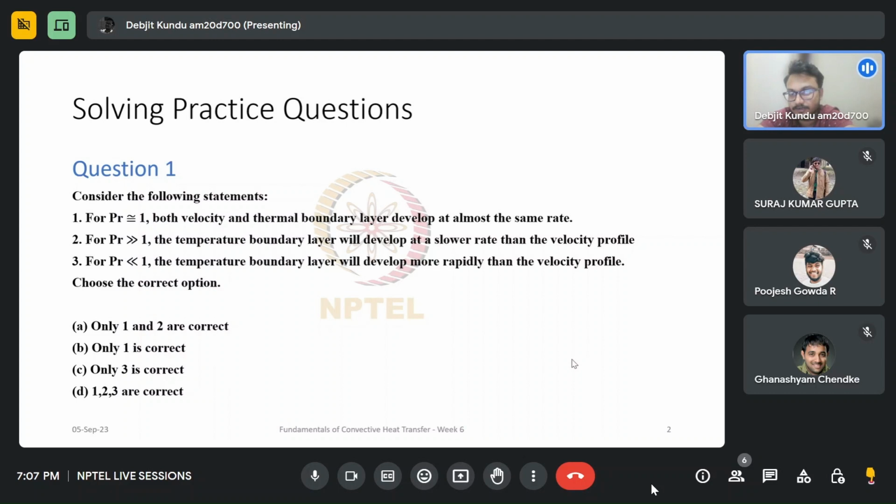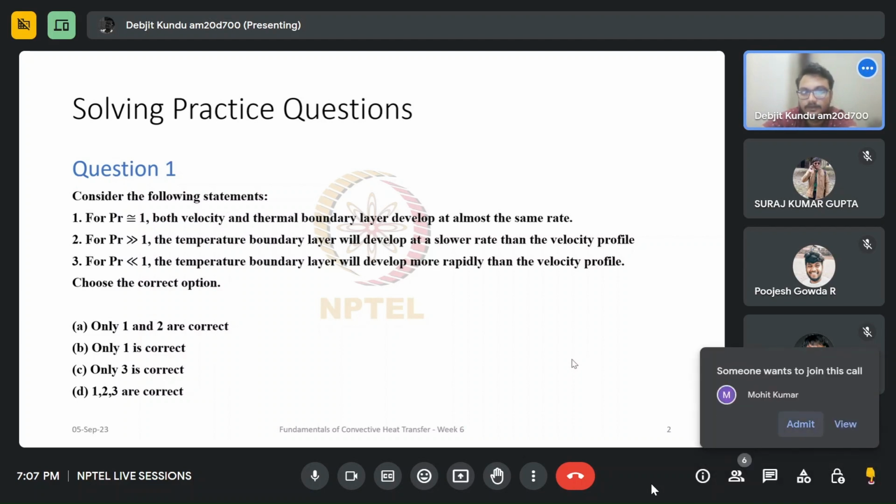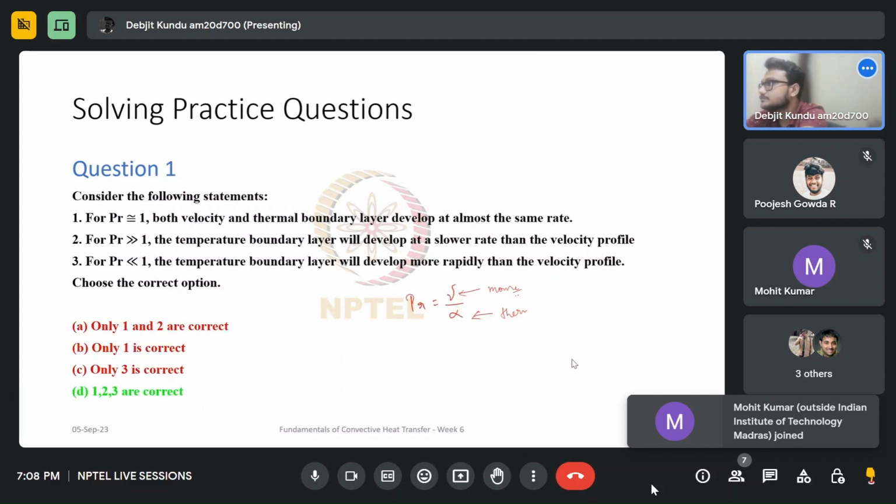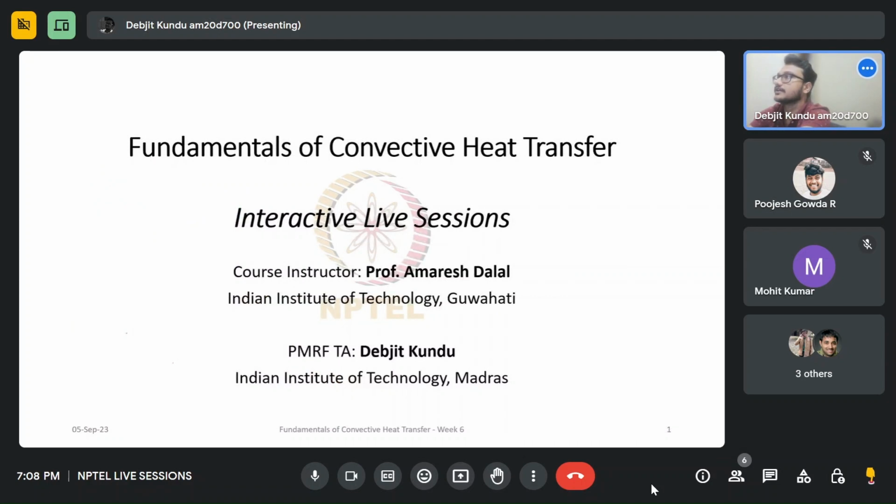So back to the question now. We have three statements. Statement number one says that for Prandtl number comparable with 1, both velocity and thermal boundary layer develop almost at the same rate. For wait a second, are these the right slides? I'm not sure. Sorry, I got the wrong slides.